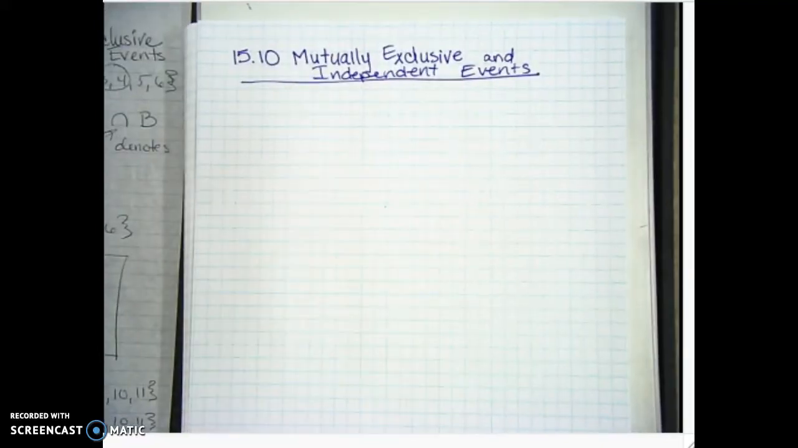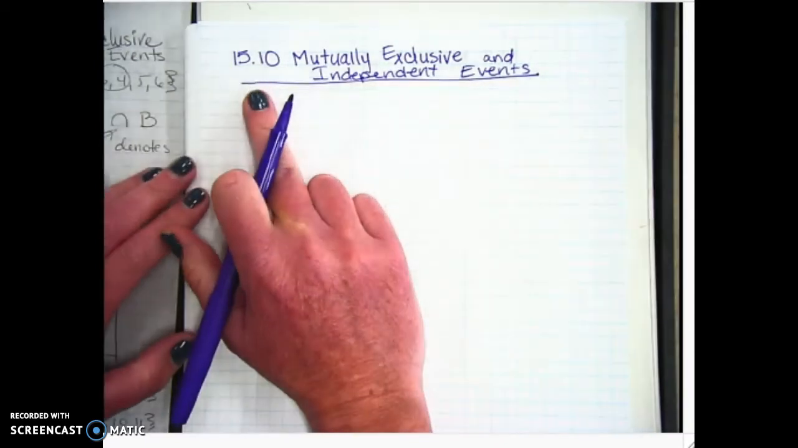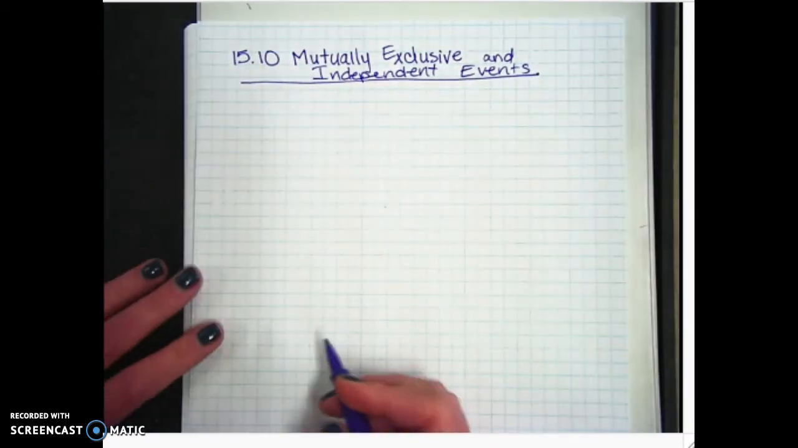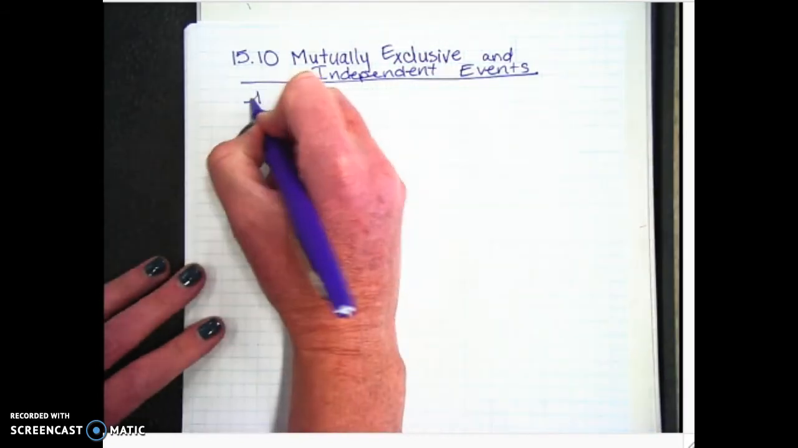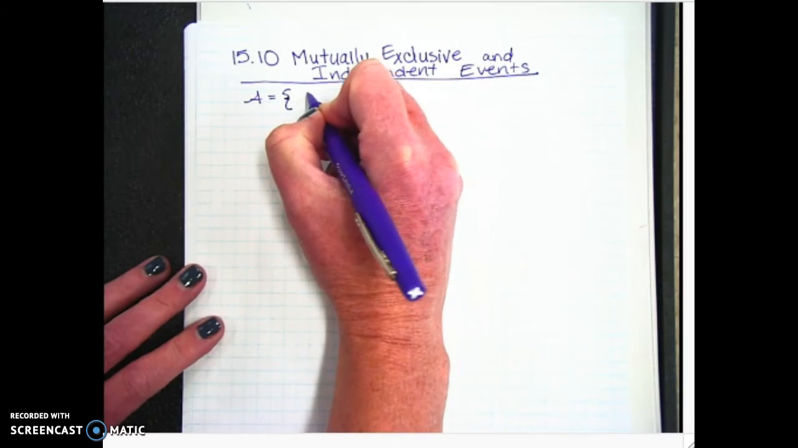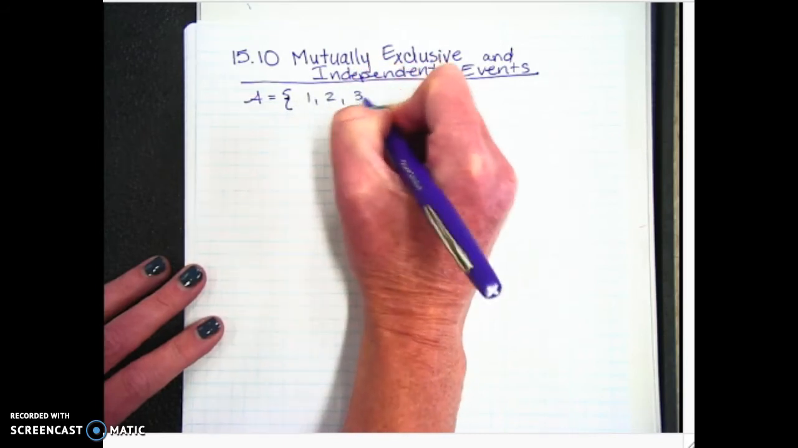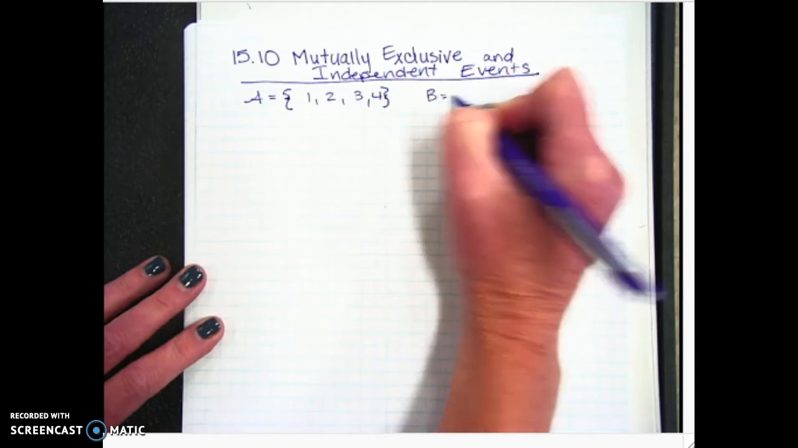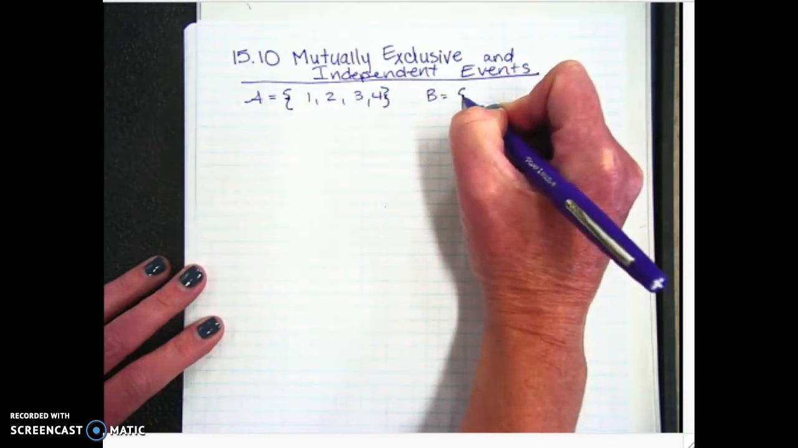All right, so how many of you have seen a Venn diagram before? Okay, good. So 15.10 is called mutually exclusive and independent events. If you have a set of numbers, like the set A is 1, 2, 3, 4, and set B is 3, 4, 5, 6.